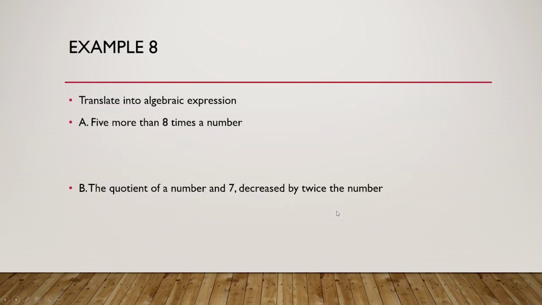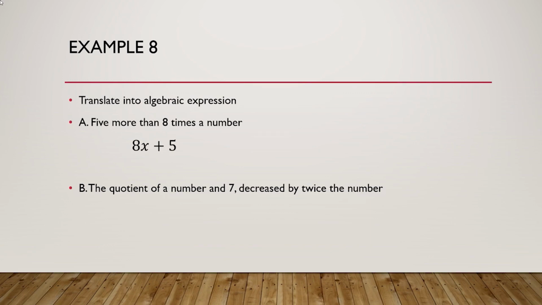All right, so let's translate. Part A says 5 more than 8 times a number. And let's say a number here is x. So more than is separating the 5 and 8 times the number. So 8 times the number would go first because the more than switches the order, so that would be 8x plus 5.